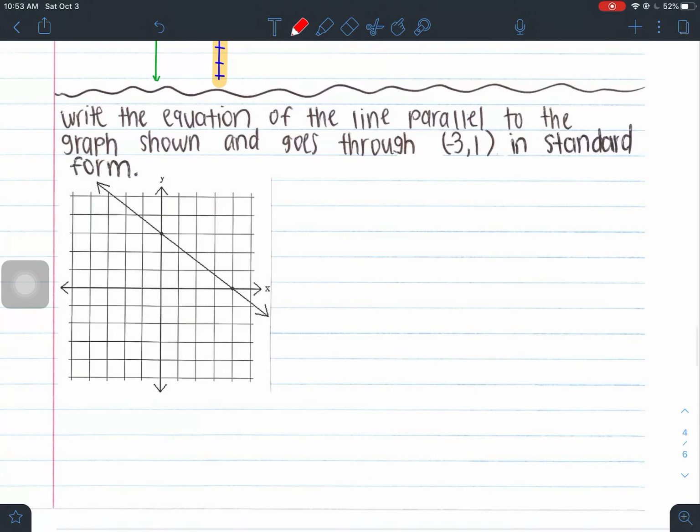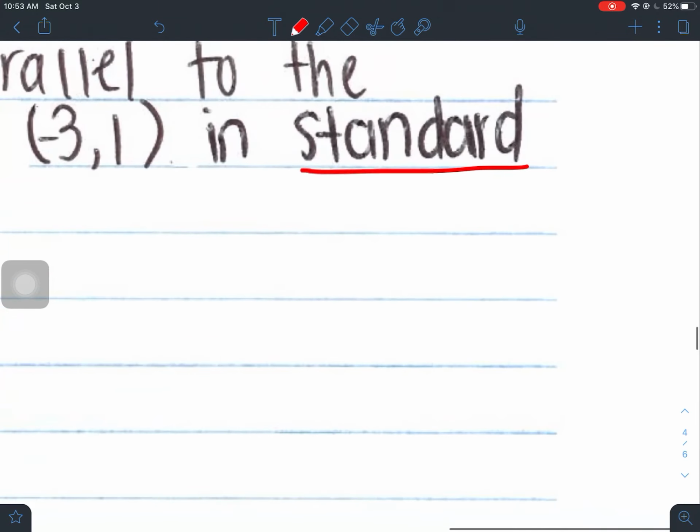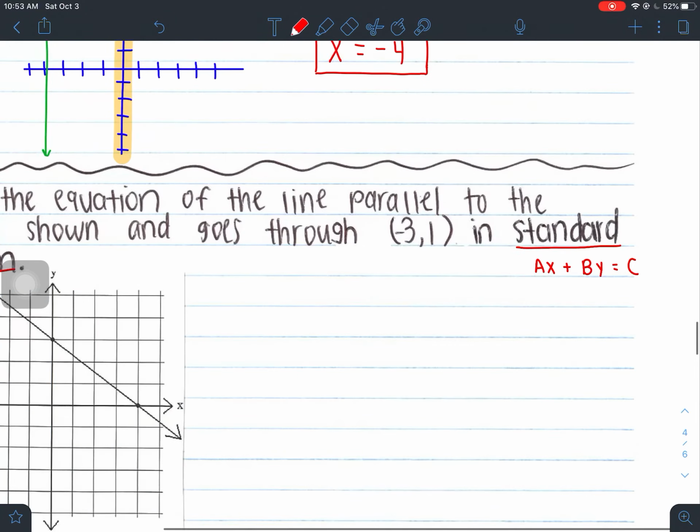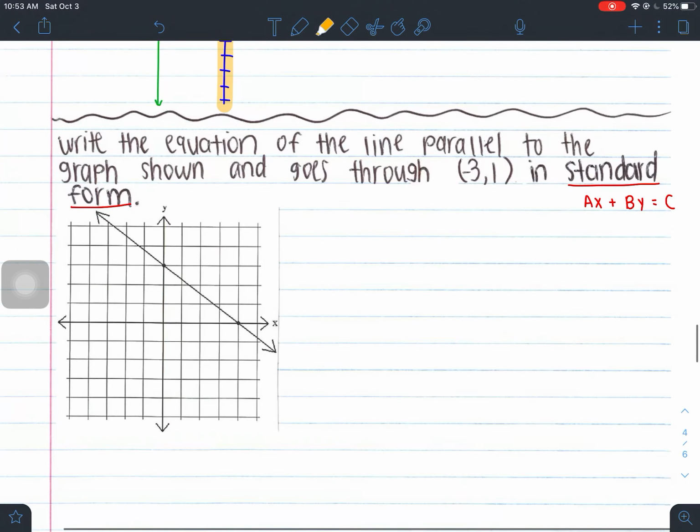Okay, write the equation of the line parallel to the graph shown that goes through negative 3, 1 in standard form. Okay, so we know that at the very end we have to write an equation, and here's the trick with this one. It has to be in standard form when you finish this. So when you finish this problem, it needs to be in the form ax plus by equals c. Now there's three rules with standard form. The first rule is that x and y are on the left. The second rule is a has to be positive. And the third rule is you cannot have any fractions in your final answer. So those are the three things that we're going to have to remember.